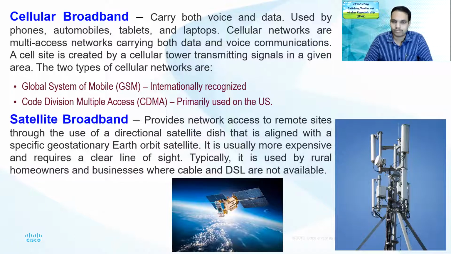And the second variant of cellular broadband is CDMA, Code Division Multiple Access, which is primarily used in the USA. The other variant where we can have a wireless network is satellite broadband, which provides network access to remote sites through a directional satellite dish aligned with a specific geostationary Earth orbit satellite. It is more expensive and only used because it needs a clear line of sight. It is normally used when you don't have cable or DSL in that area, by rural homeowners or even businesses. Because it is an expensive option, we find it less used.